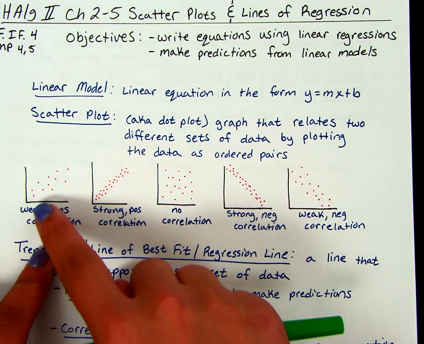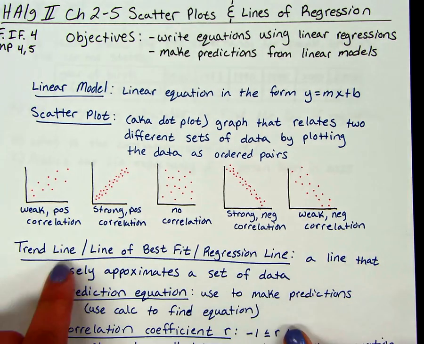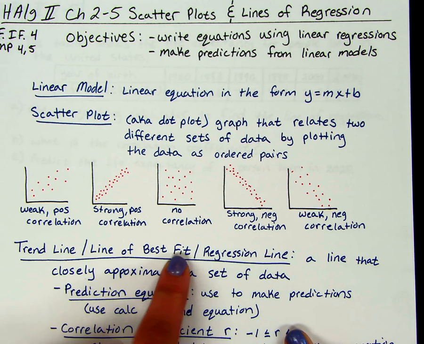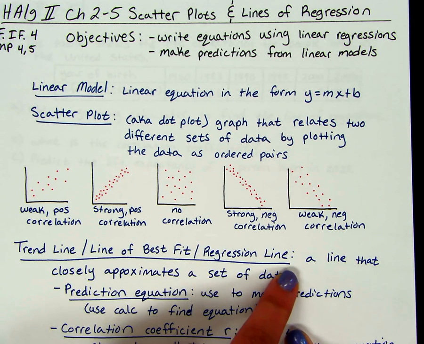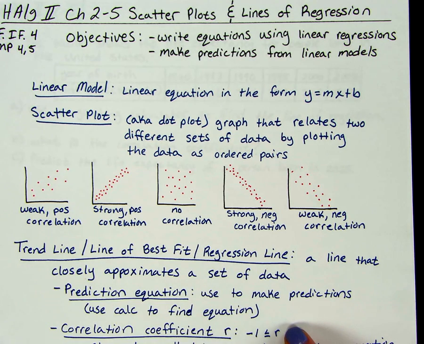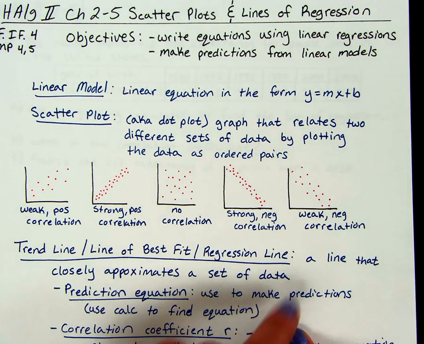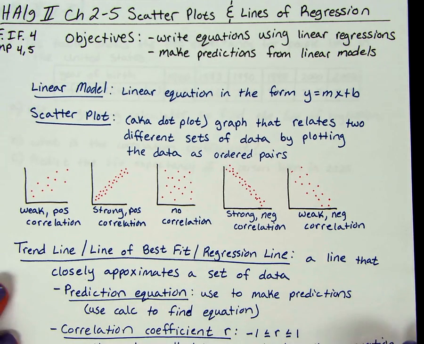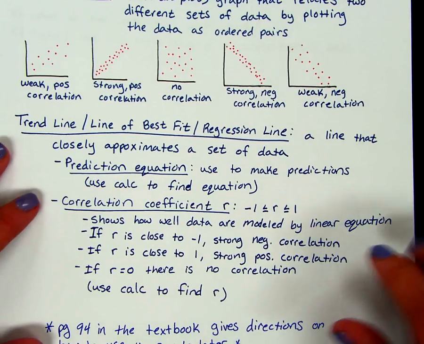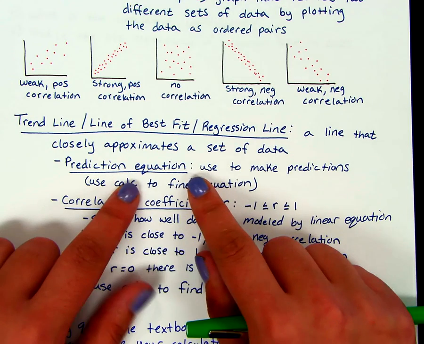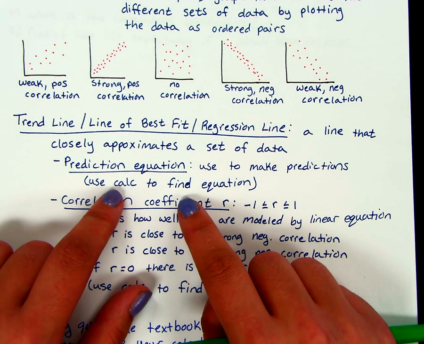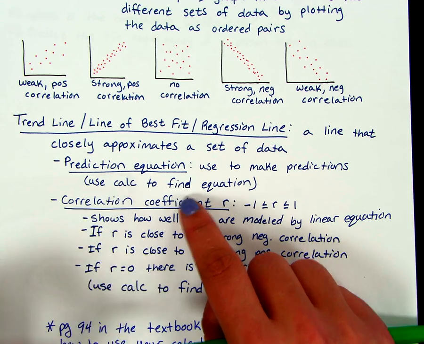Now, the lines that we're going to be drawing through these are called trend lines, or you would see it as the line of best fit or regression line. So those three phrases all mean the same thing. And this is simply a line that closely approximates our data. And we're going to use this line to make predictions. And we're going to refer to this as the prediction equation. And we're going to be using our calculator to find this instead of drawing it by hand.